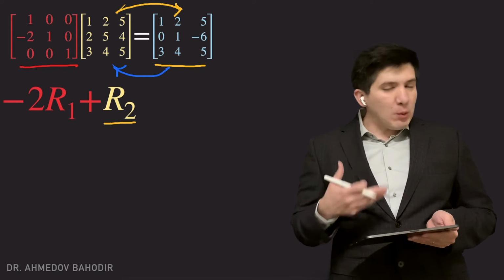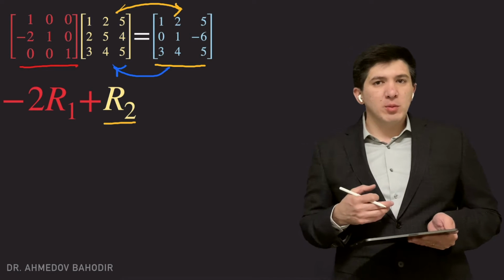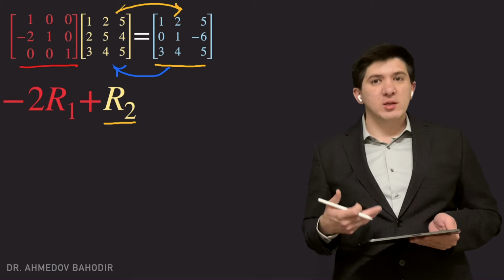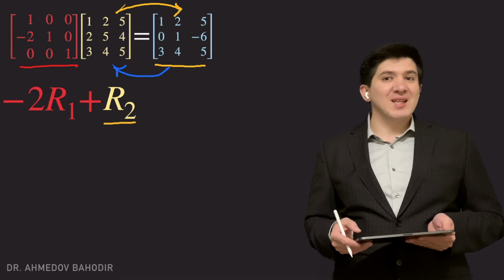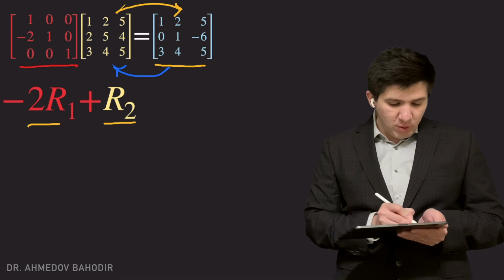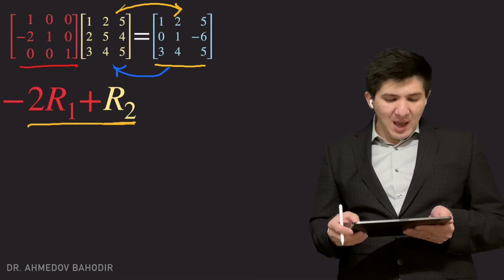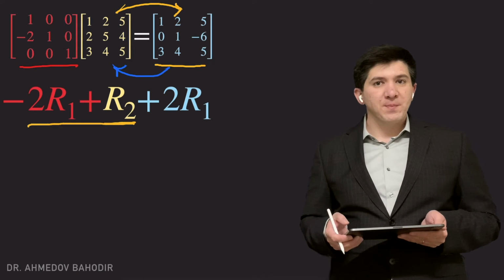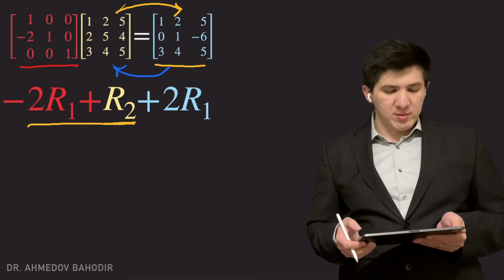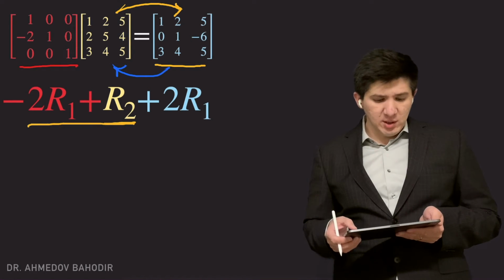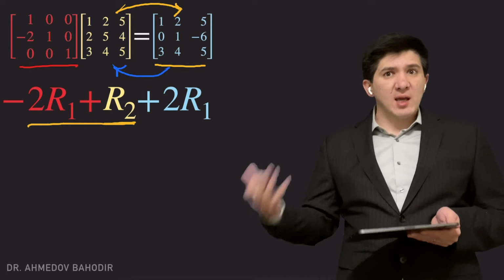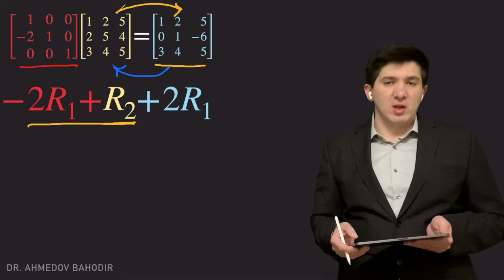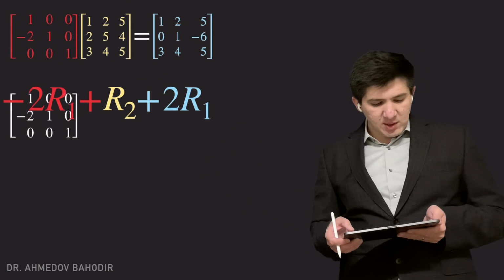What we did in order to get the blue one is that we just added -2 R1 to the R2. And if I would like to get simply R2 in this row, what I have to do is add 2 times R1, right? And that would be the inverse of this matrix. So again, I need to add to the second row 2 times R1, and it will give me the original matrix. So let me write this here.